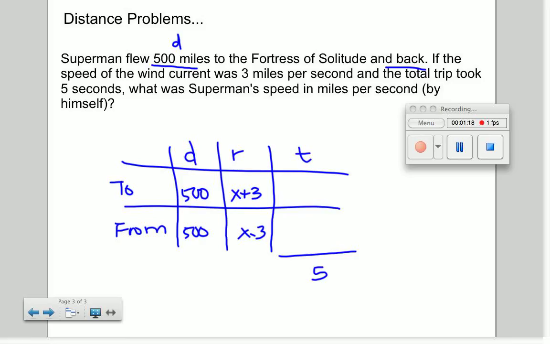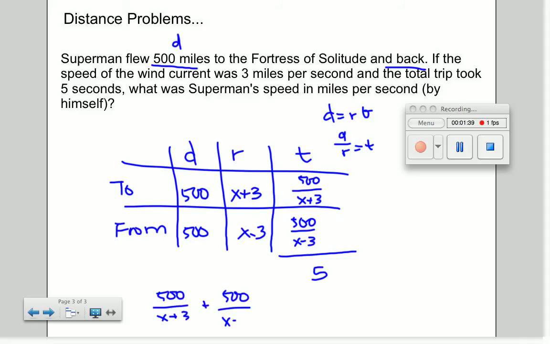Well, I need to know how much this was. Well, distance equals rate times time. Time equals distance over rate. So, distance is 500 over the rate, which is x plus 3, and x minus 3. So I add them together: 500 over x plus 3 plus 500 over x minus 3 equals 5. And now I can just deal with this as a rational equation situation. I don't want x to be 3 or negative 3, but everything else is fair game.